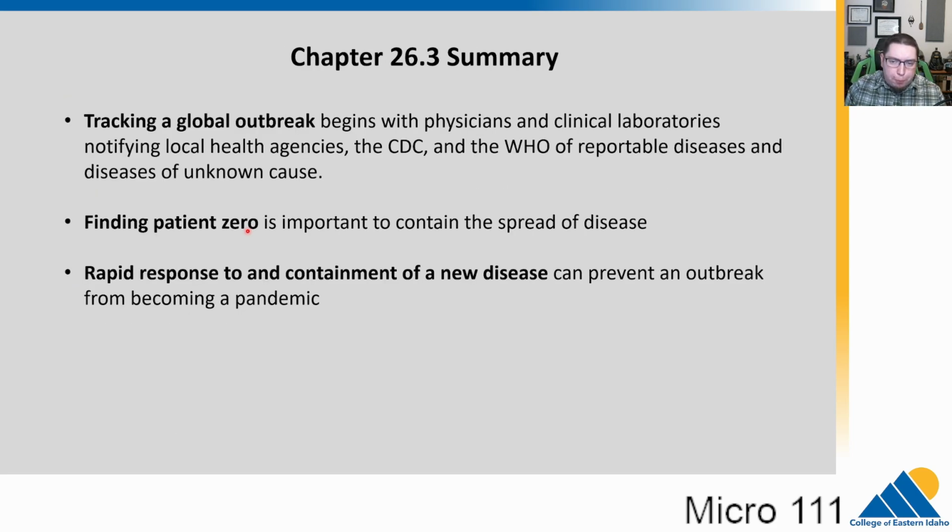All right, so we talked a little bit about tracking outbreaks. It comes from contact tracing and asking questions, collecting data, and organizing it in databases. Obviously, finding patient 0, the original person, is important in containing the spread, because then you can get all the cases that are coming out from that. And then rapid responses that can prevent outbreaks from becoming pandemics are obviously necessary. All right, that's it for 26.3.